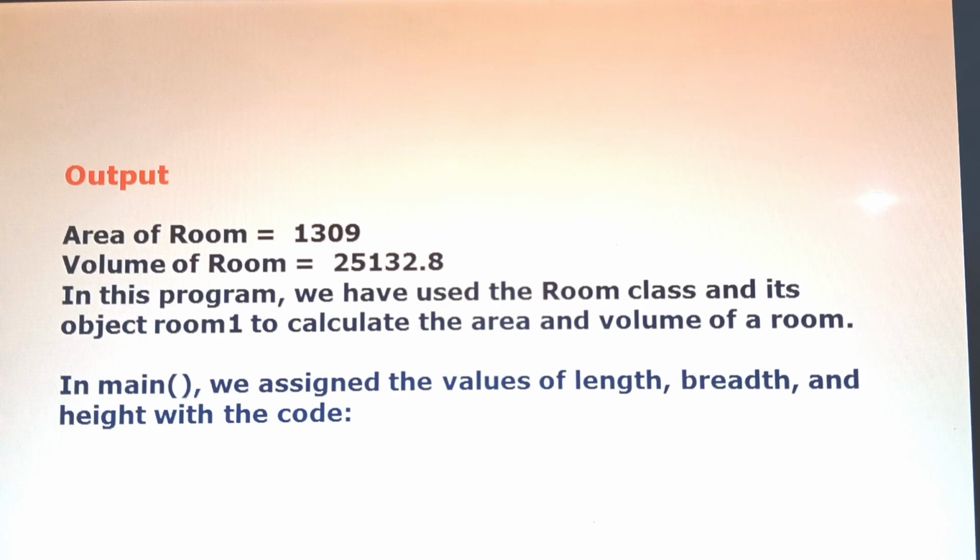Compile and execute the program. Then what output will get? Here, area of the room is this amount. This number, volume of the room is this amount. Okay. In this program we have used room class and its object is room1 to calculate the area and volume of the program. In the main program we assign the values of length, breadth and height. Okay. That's why we can implement class and objects in the program.